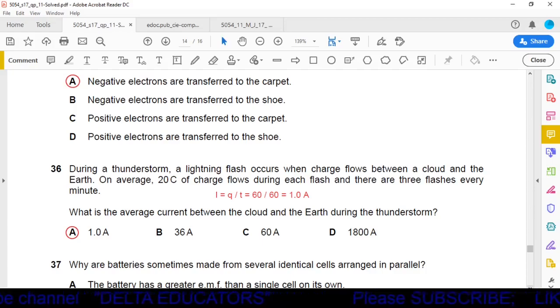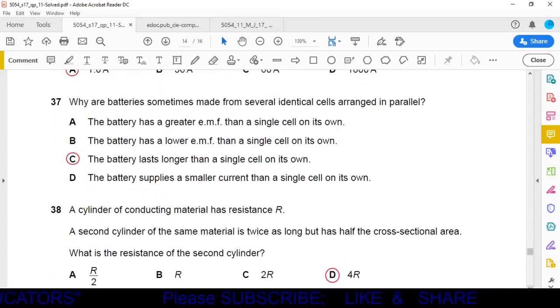Okay, current is given as charge over time. Current is defined as the rate of flow of electrical charge. So current I will be equal to Q over T. Now charge is 20 coulomb and how many flashes? 3 flashes are there. So total charge will be equal to 60 coulomb. Every minute means 60 seconds. So by solving this one, we will get the answer 1 ampere. So option A is the correct one. Total current will be equal to 1 ampere.